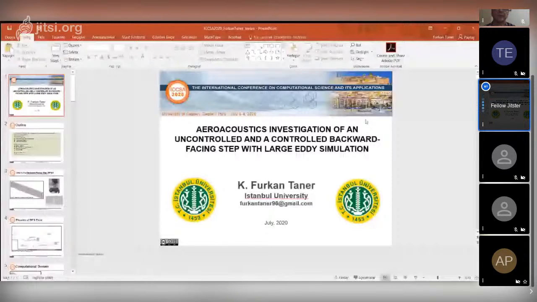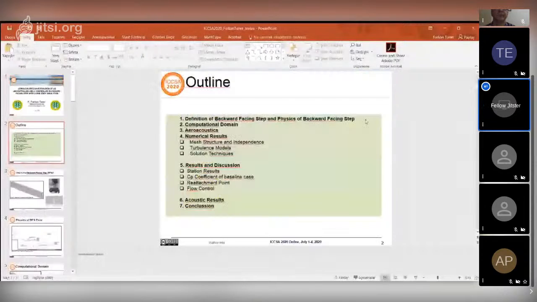Everyone, I am Furkan Taner, and this study is called Aeroacoustic Investigation of an Uncontrolled and a Controlled Backward-Facing Step with Large Eddy Simulation. This is my outline, but I'm not going through each of them in the next slides.